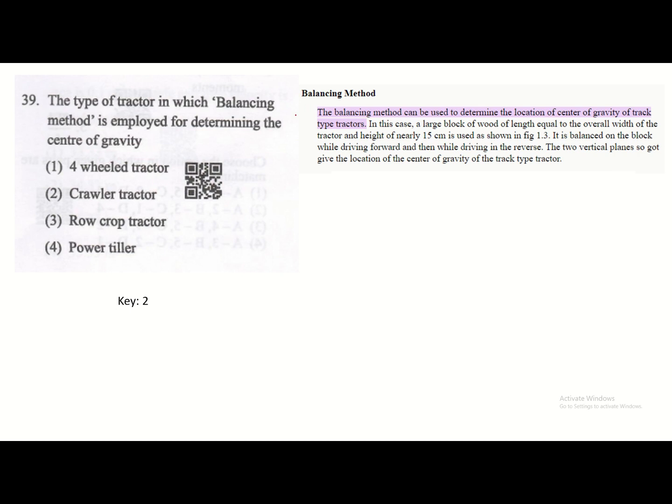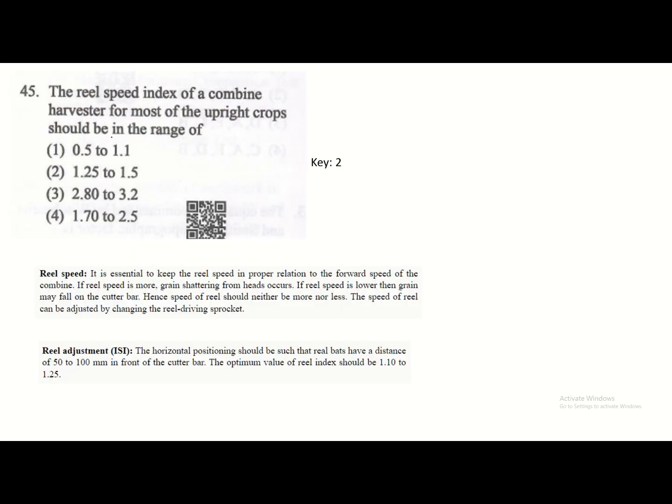Next one, your balancing method, that comes under your charges. Charges mean weighing of your farm tractors, that is the type of balancing method. There are 3 types of methods. So in this, which type of balancing method is used for the following tractors? So one is your Crawler tractor. Crawler tractor is like your track type tractor. The right answer is 2. So not the power tiller or crop row tractor or 4-wheel tractors.